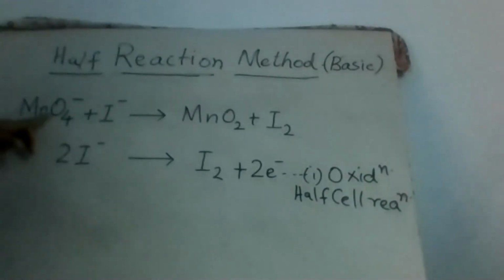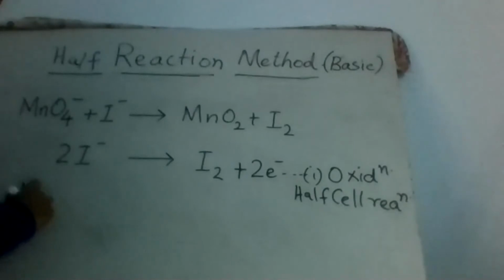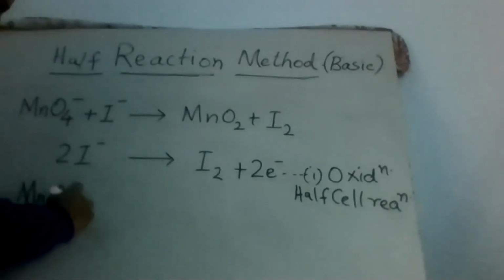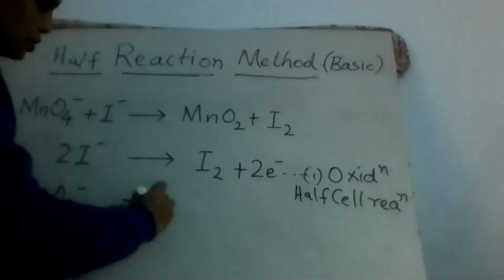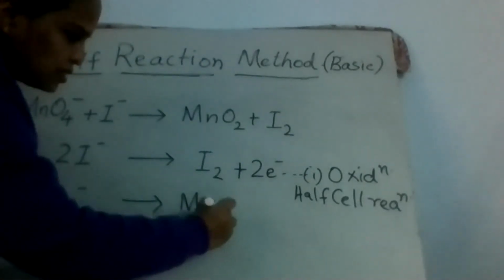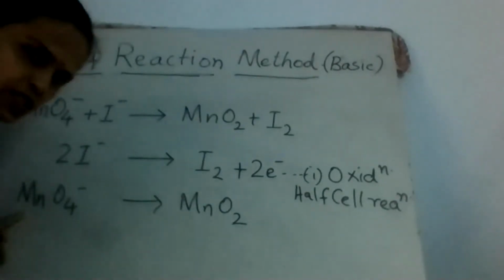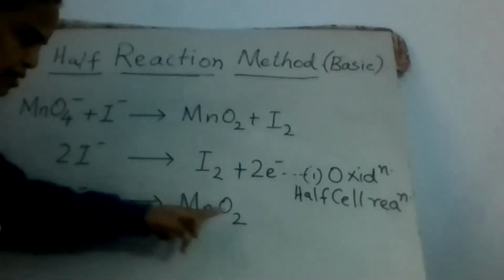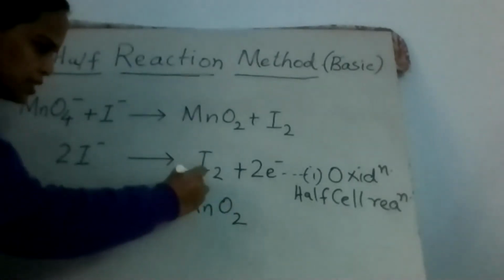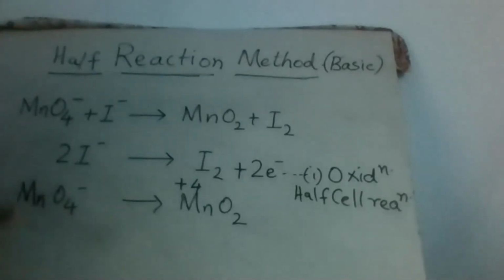Then the second case, it is MnO4 minus goes to MnO2 state. Calculate the oxidation number of manganese in both the cases. On the right hand side, Mn is present in +4 state, and in MnO4 minus, manganese is present in +7 state respectively.